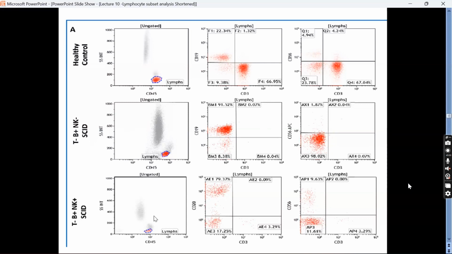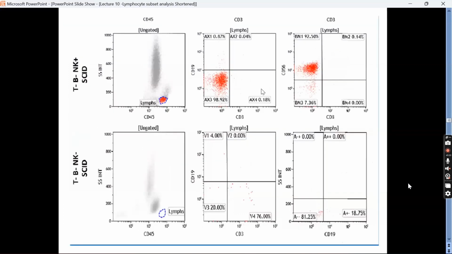Now this is another case where you find B cells to be normal, NK cells to be normal, but T cells are not there. So T negative, B positive, and NK positive SCID. Similarly, in this case, you find there are no T cells, no B cells, but NK cells are there. So it is T negative, B negative, NK positive SCID.